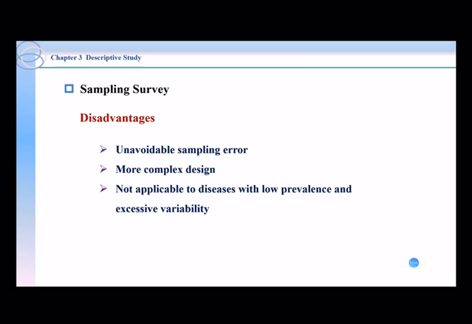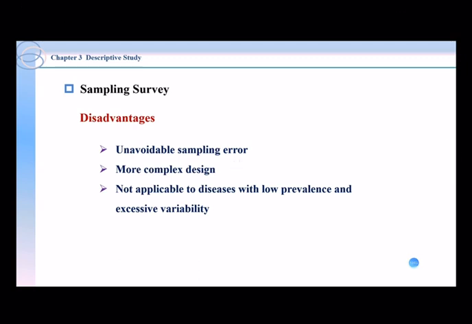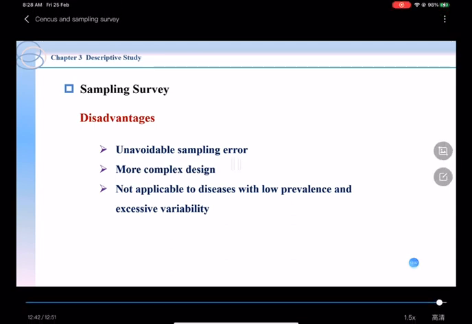And the disadvantage is that during the study collection, sampling error can occur and it's hard to avoid. We also need to design the study methods in a more complex manner, because in a census study design, we can easily include all the study population. But in the sampling survey, we need to perform this randomized sampling in order to select those representative samples for our study. It's also not applicable to diseases with low prevalence and excessive variability.